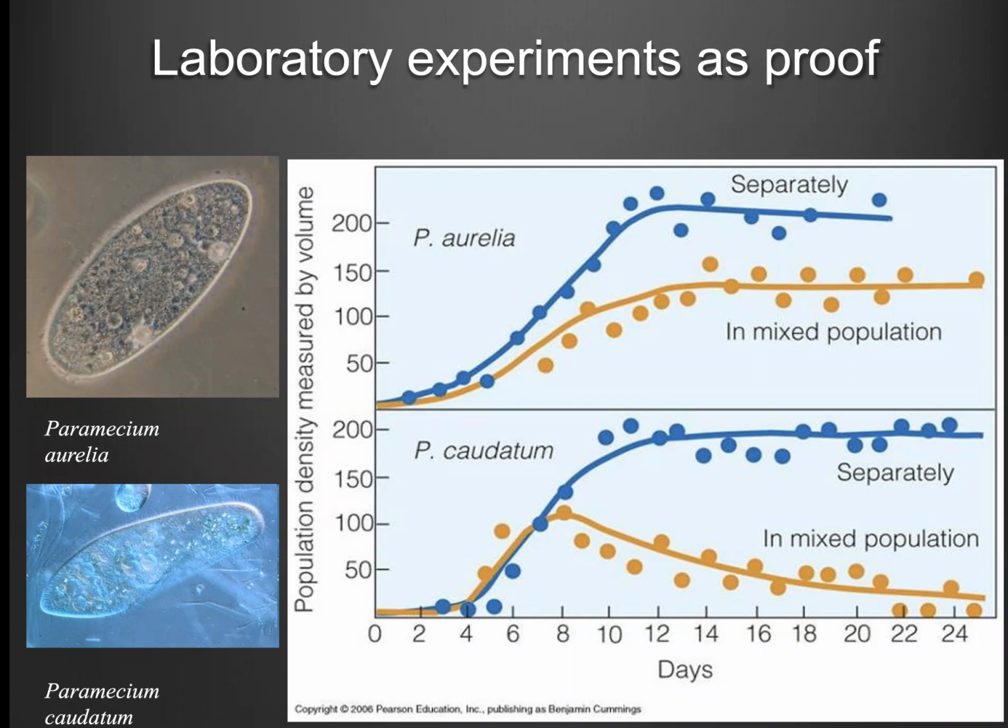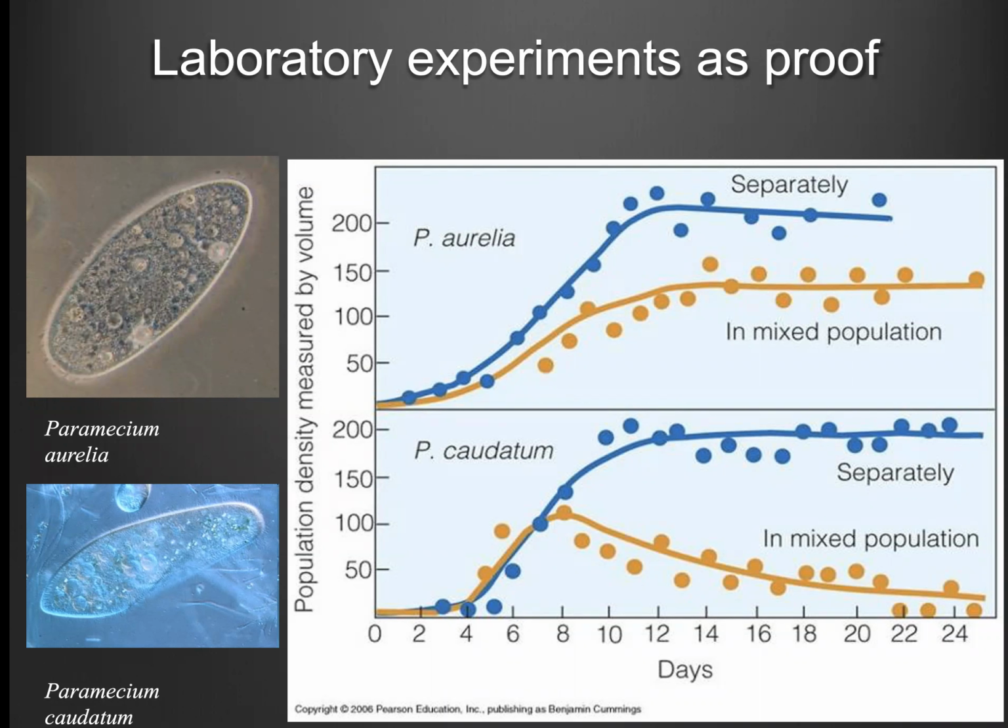So what do you think would happen if you ran this out for another 5 days? What would happen to Aurelia and what would happen to Caudatum? Anybody? Wouldn't Caudatum just die out eventually? Yeah. So Caudatum is essentially going to extinction.